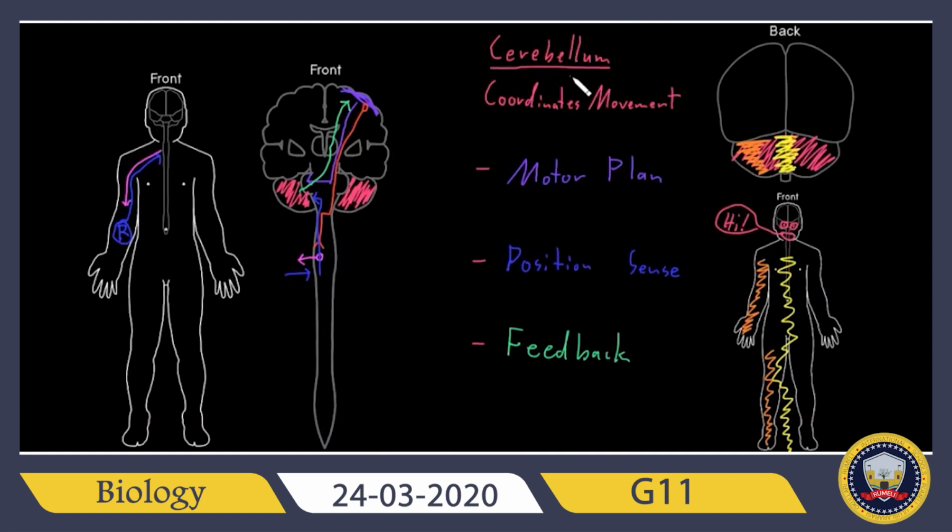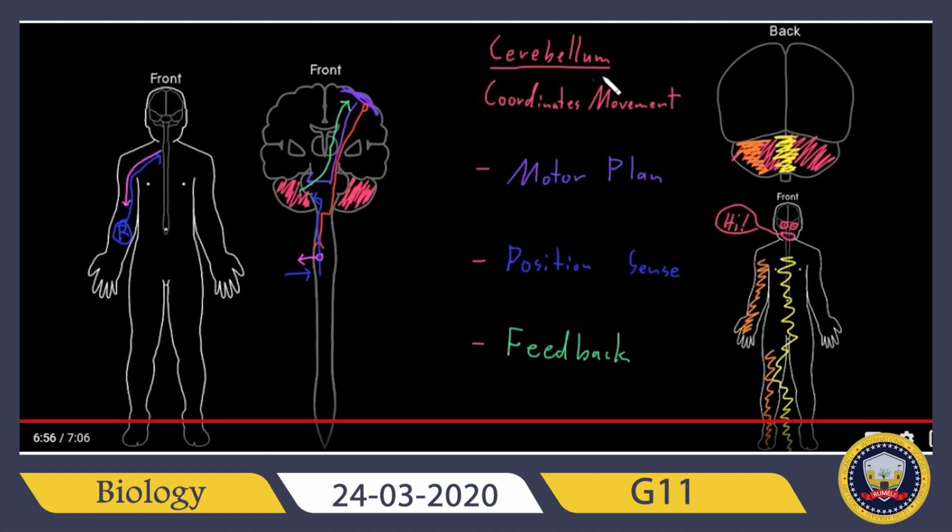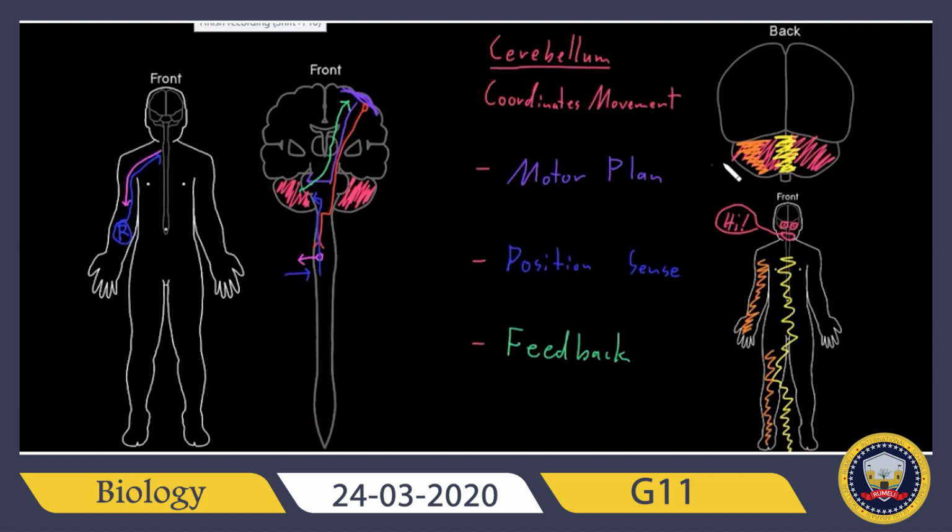So there's a lot more detail to the cerebellum, but I'll stop here because I just want to introduce where the cerebellum is and its major function in coordinating movements and the different types of information it uses to accomplish that function.